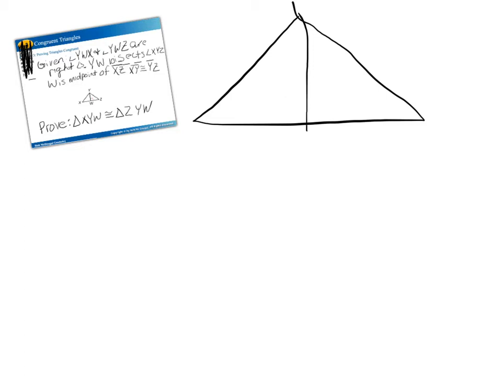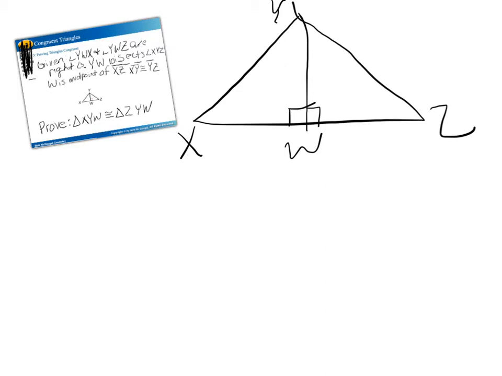Alright. So we've got X, Y, Z, W. Given my information, I'm going to go in and mark up my diagram so I know what's going on. First it said YWX and YWZ are right angles, so I'm going to put these right angle boxes in there.